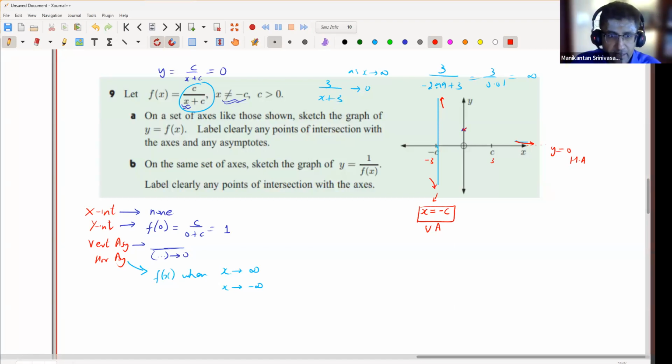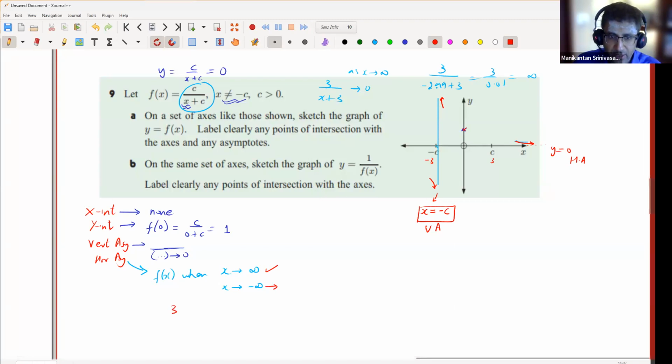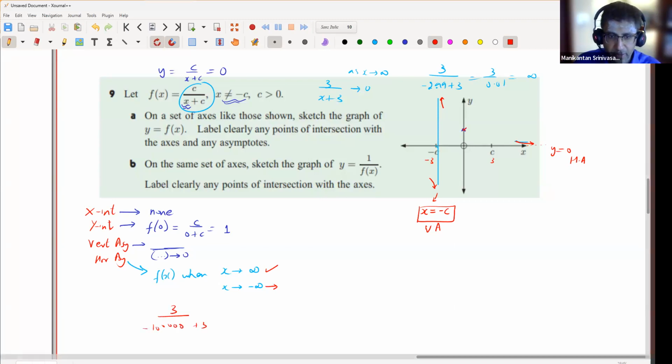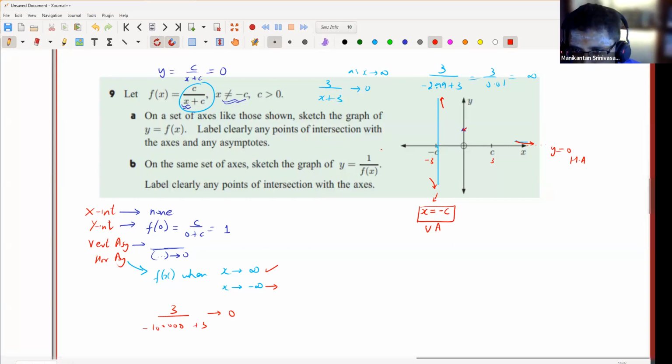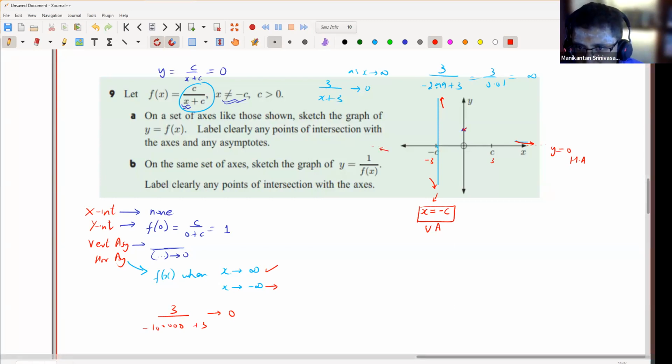Okay, by the way, I didn't complete the horizontal asymptote fully. As x tends to infinity, we saw that f of x approaches 0. When x tends to minus infinity, what happens? Same thing. 3 by, let's say, -1,000,000 plus 3, which is approaching 0 again, but from the negative side, a small negative value headed towards the negative x-axis. The horizontal asymptote is still y equal to 0.